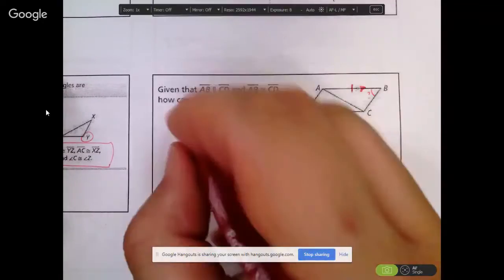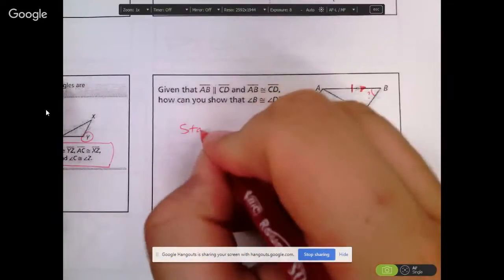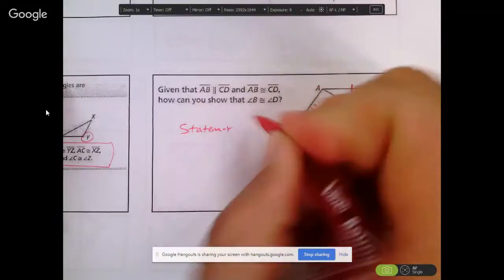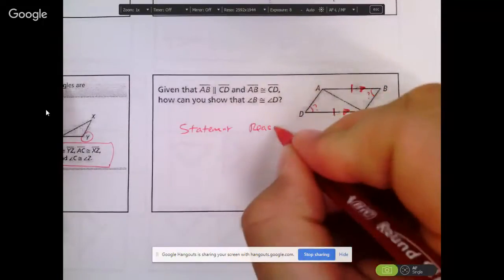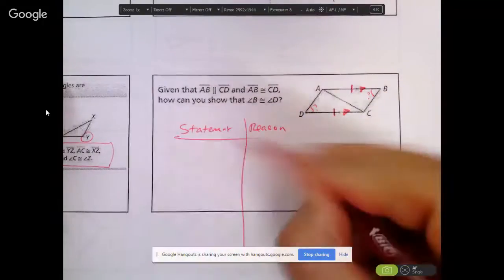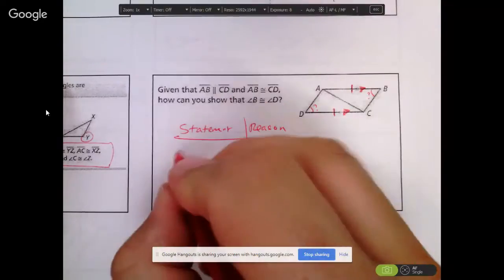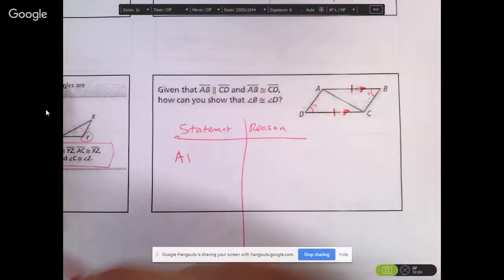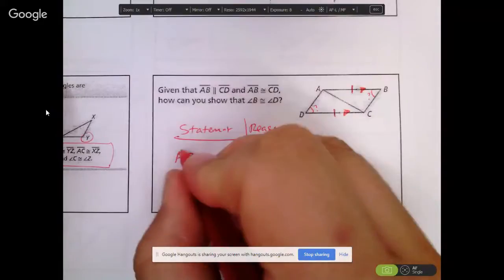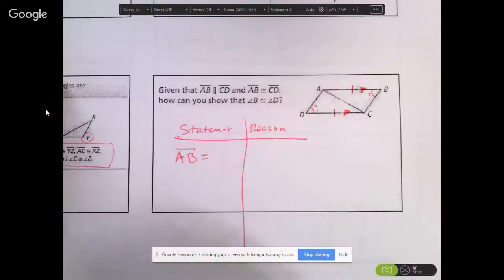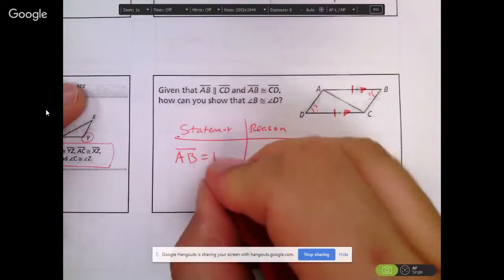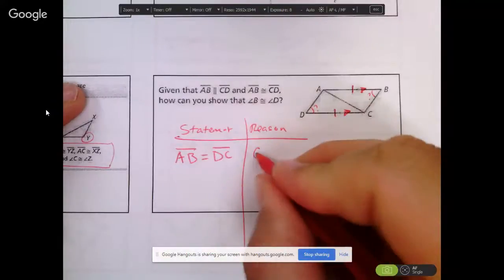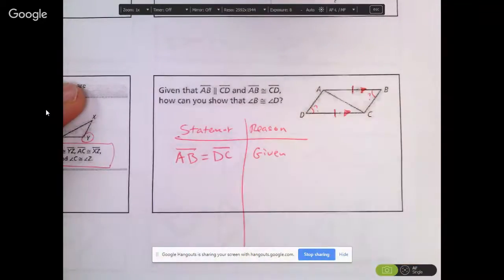So we're going to go ahead and write a proof. I'd like to answer your question, but we're just going to go quick. Statement, reason. I know that AB is congruent to DC, and that was given. So there's my side.